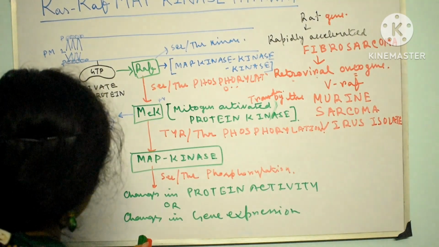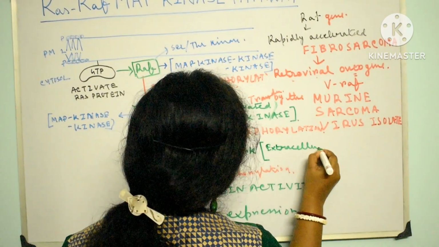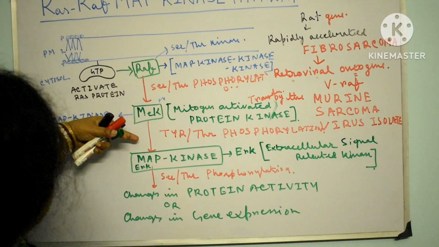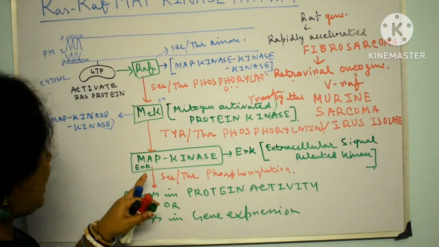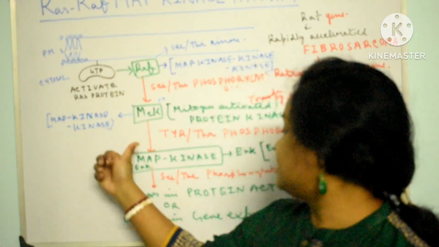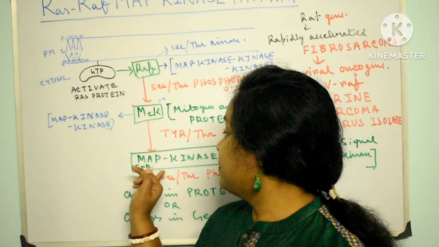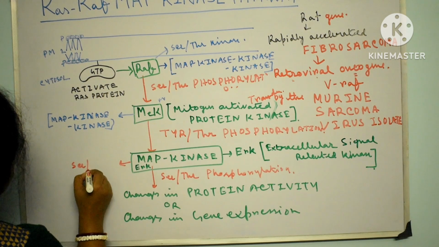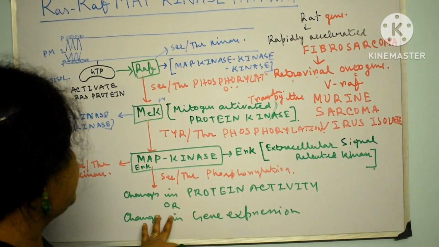This MAP kinase, this one actually is known as ERK. Full form of ERK is extracellular signal related kinase. So first RAF, then MEK, then ERK. Kinase, 3 times kinase. Here MEK is MAP kinase kinase and then ERK is MAP kinase. Okay. MEK finally phosphorylates and activates MAP kinase. MAP kinases are serine threonine kinases, and this changes protein activity or changes gene expression.